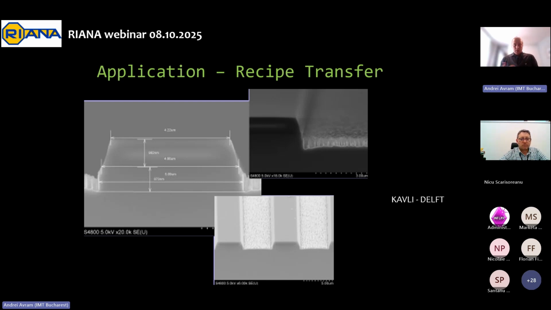So use a literature result when you're talking about plasma systems and plasma etching. Go online, find papers, get some base recipes that you can use to achieve your processes, but you really need to tune them in order to get these results.